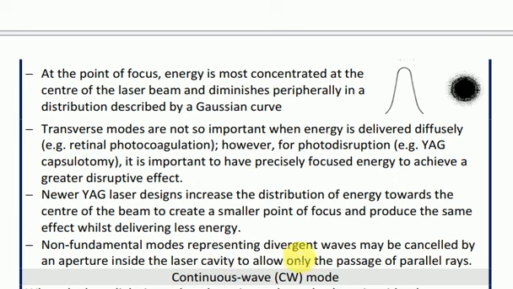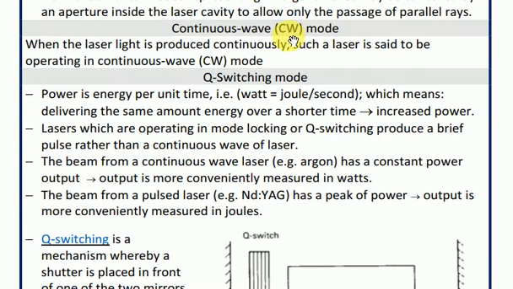Non-fundamental modes representing divergent waves may be cancelled by an aperture inside the laser cavity to allow only a passage of parallel rays. CW, or continuous wave mode, is when laser light is produced continuously. Such a laser is said to be operating in a continuous wave mode. And there is Q switching mode.